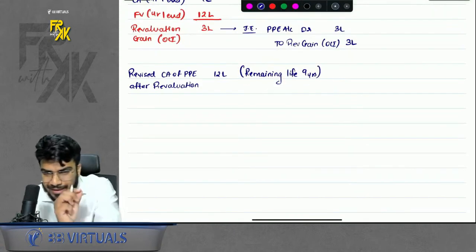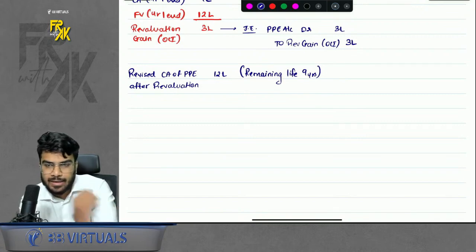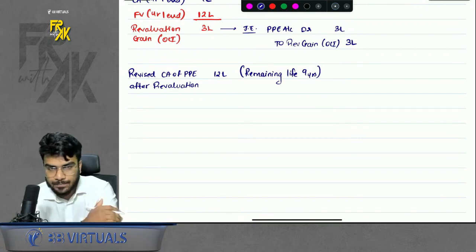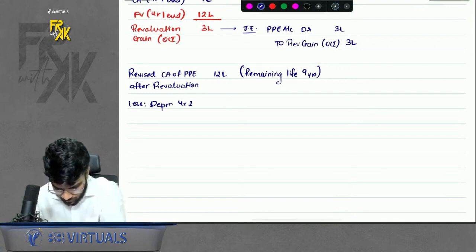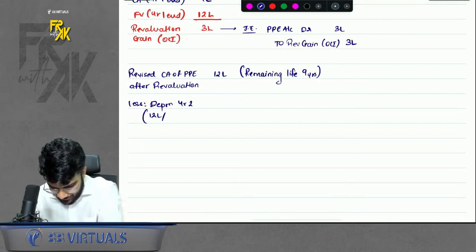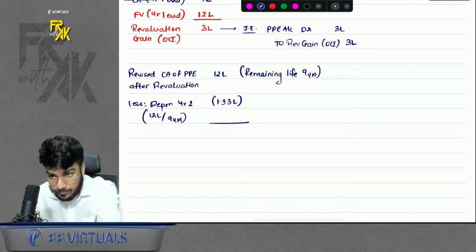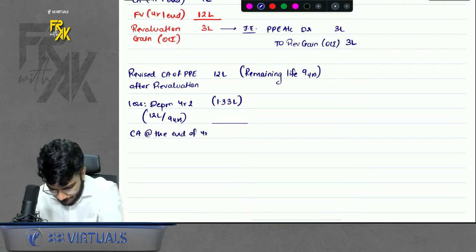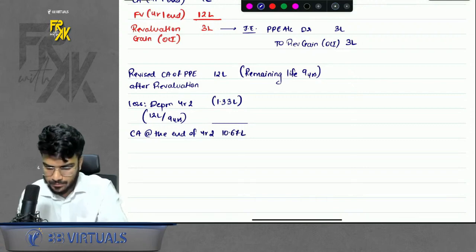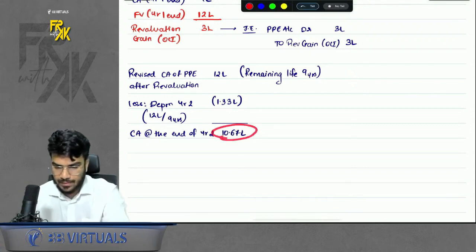Now, what will be the depreciation for year 2? Can anyone calculate the depreciation for year 2? I'll do it too. Depreciation for year 2 will be 12 lakhs divided by 9 years, and it will be 1.33 lakhs. So what will be my carrying amount at the end of year 2? That is going to be 10.67 lakhs.